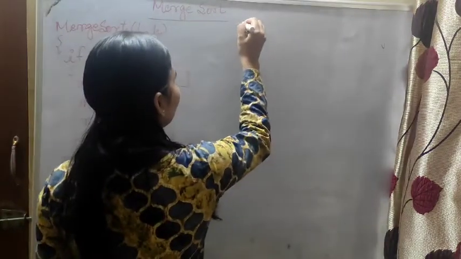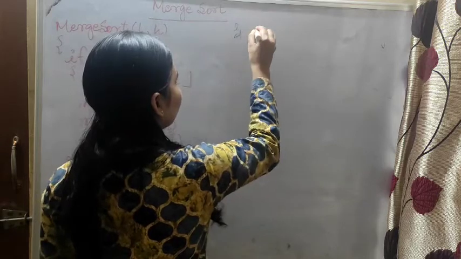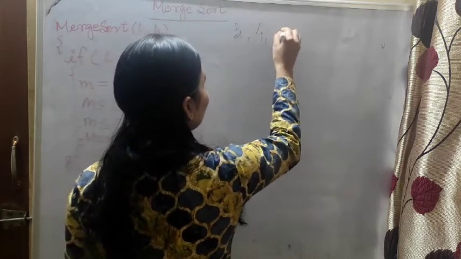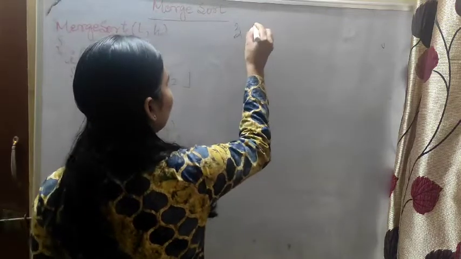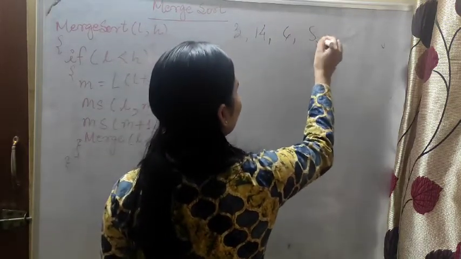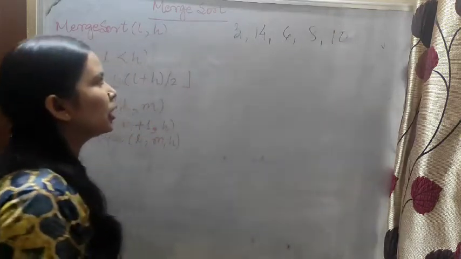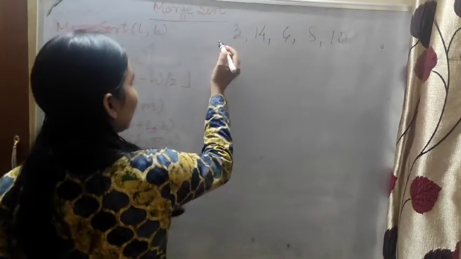Now come here, I am taking a different example: 3, 14, 6, 8, 10. Suppose I am taking these elements, 5 elements are there. The array length is 5.